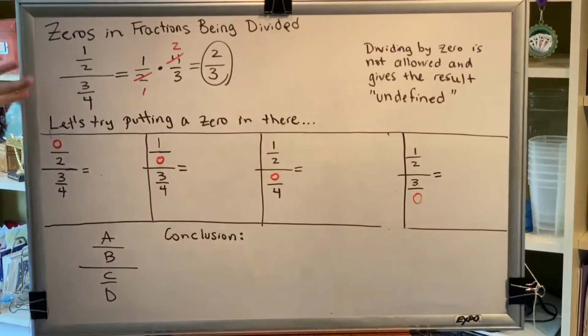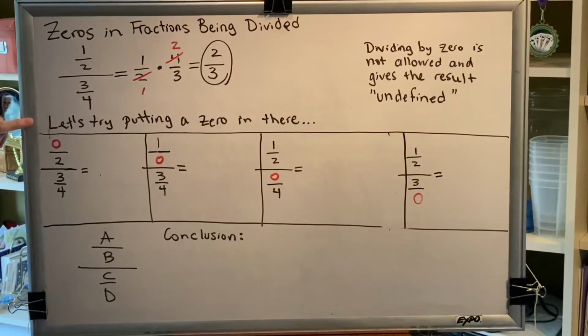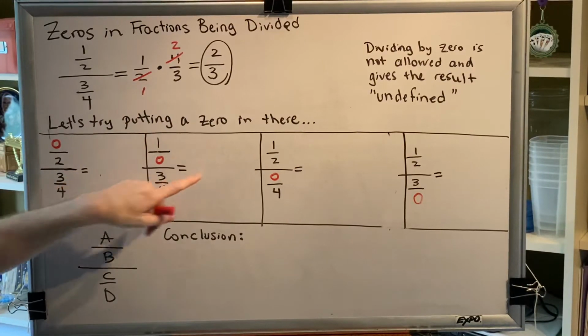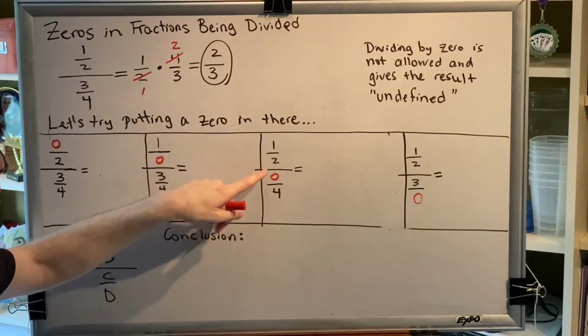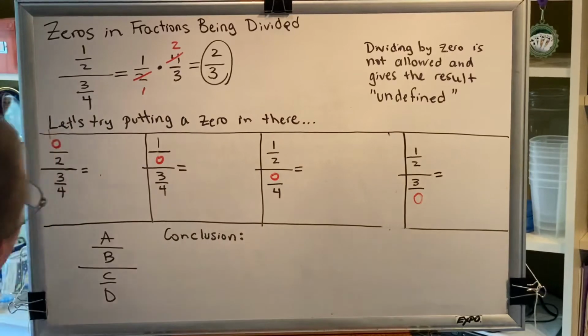Okay, now, that was just sort of a brief reminder of how we divide fractions. Now let's try putting a 0 in somewhere. So we've got 0 over 2 divided by 3/4, 1 over 0 divided by 3/4, 1/2 divided by 0/4, and 1/2 divided by 3 over 0. We're going to evaluate each one of these one at a time.